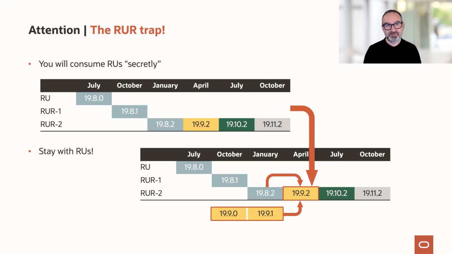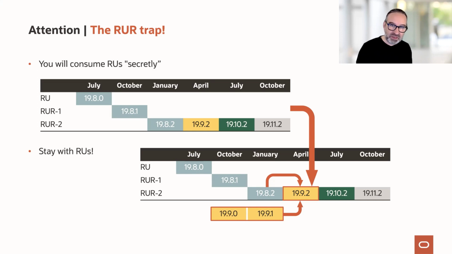I'll give you an example. I call it the RUR trap or pitfall. And this trap or pitfall means when you look at the upper picture, you decided you go on the stability track to revisions, and then you go 19.8 to 19.9 and so forth. When you look at the fine print with the yellow revision, you secretly consume also the October release update 19.9.0, and you consume the January revision 19.9.1.